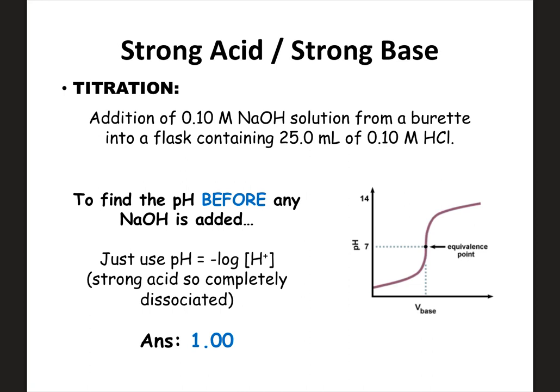If you know the concentration of the strong acid or base in the flask, as long as it's 1-to-1, you know the concentration of your H plus or OH minus. So you just take the negative log of that concentration. In this problem, the negative log of 0.10 molar would be 1. So the initial pH here is 1. This is how you would determine the initial pH of a strong titration.